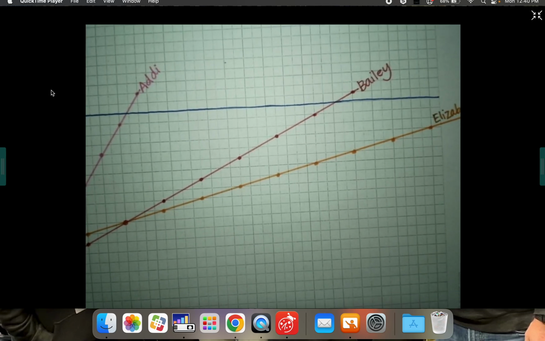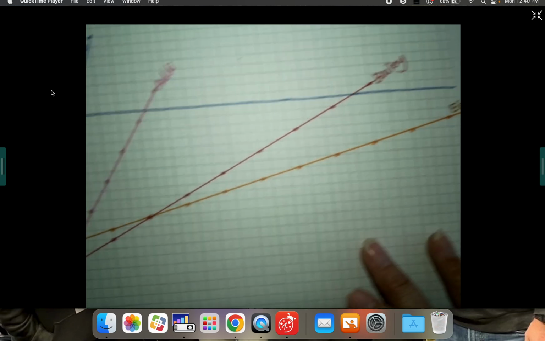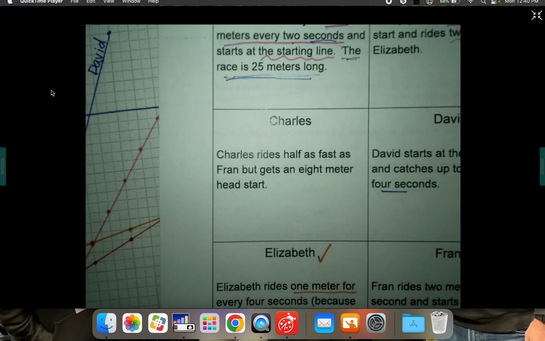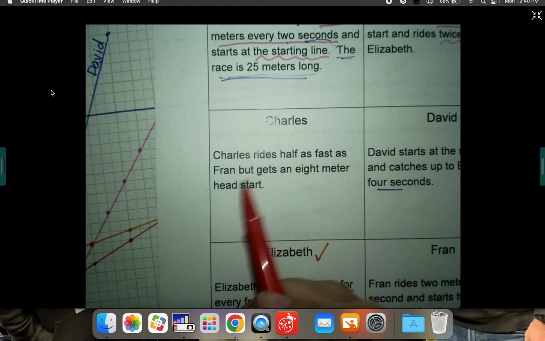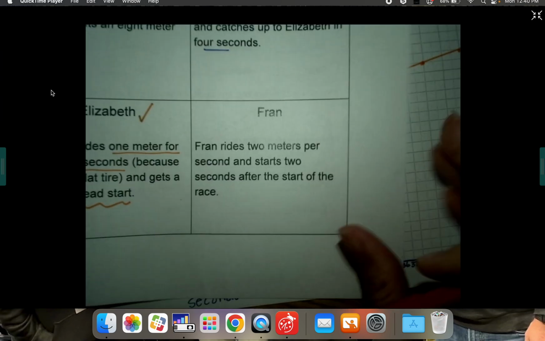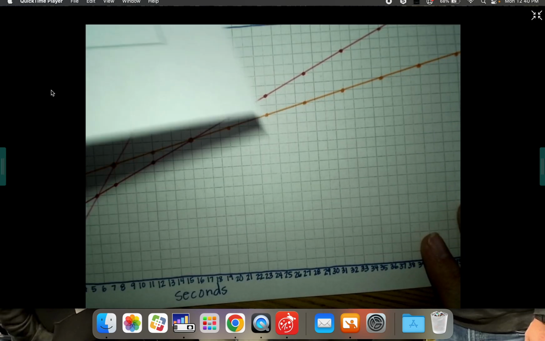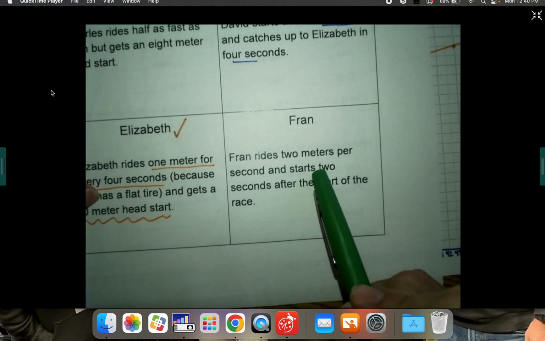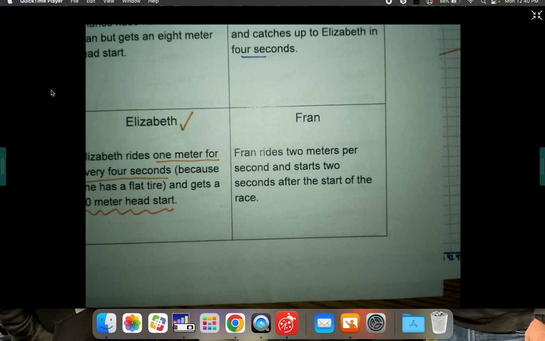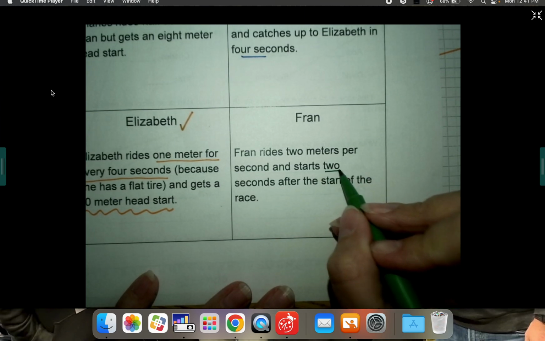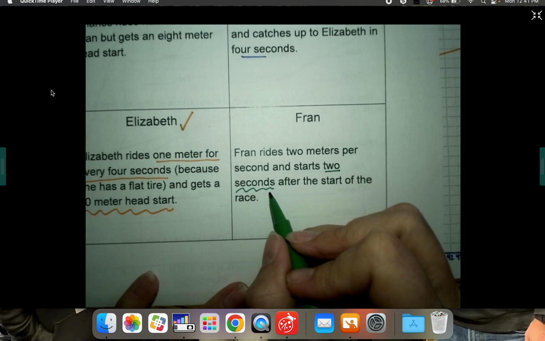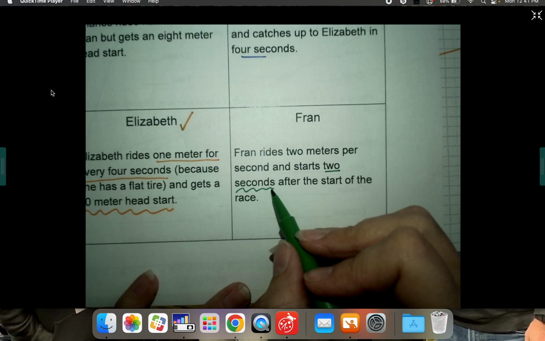We just need to get Charles and Fran on there. So let's look at Charles. Oh, Charles depends on Fran. Charles rides half as fast as Fran. So let's go to Fran. Fran's line, what color have I not done yet? I'll do green. Fran's line says that she gets 2 meters per second, but guess what? This one starts 2 seconds, not meters, 2 seconds after the race.